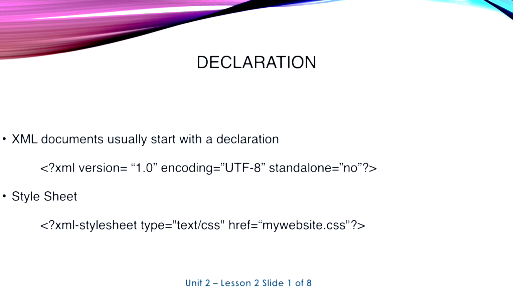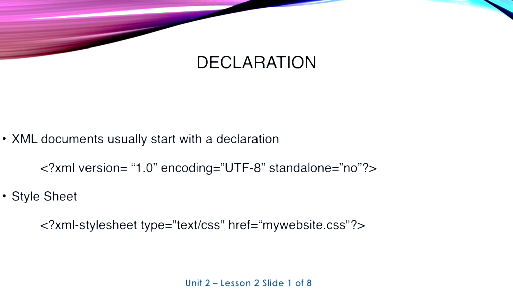XML files usually start with a declaration. This will be the very first piece of code in the file and includes information on the version of XML, the type of encoding used, and whether the file is standalone. You can see an example of this on screen between the angular brackets.